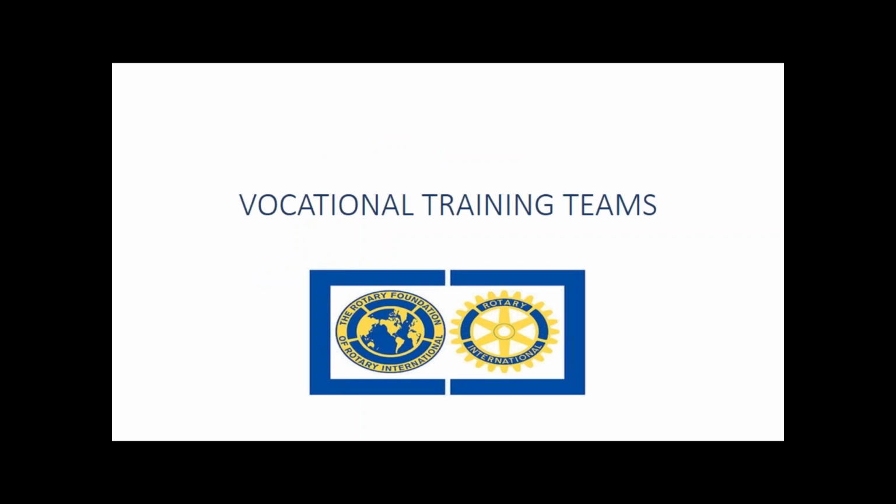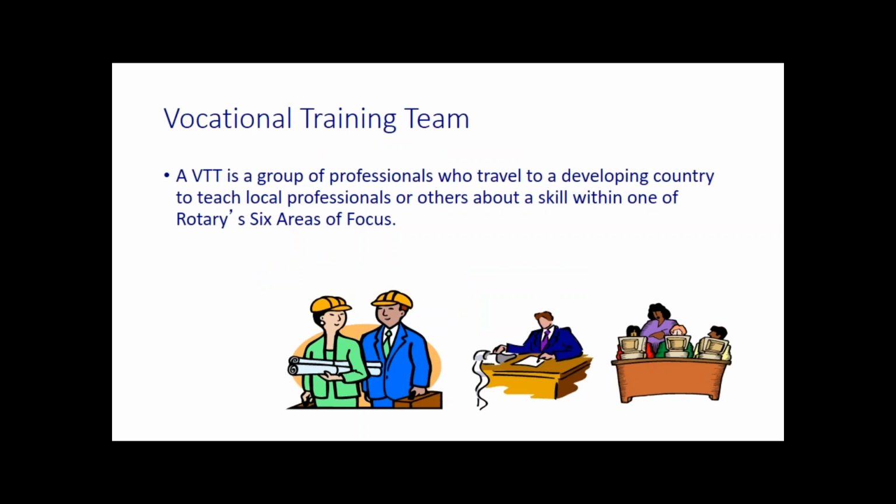So, we're going to talk about vocational training. Oh, we have a pointer. It works. A vocational training team is a group of professionals who travel to a developing country to teach local professionals or others about a skill within the 6 areas of focus. It's actually just a variation of a global grant, or maybe combined with a global grant.